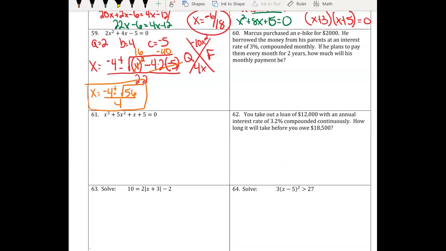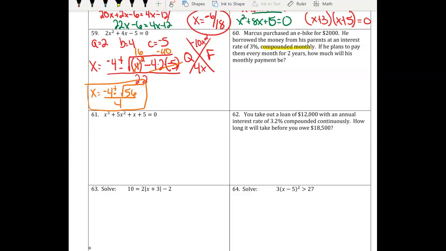All right, next one. Marcus purchased an e-bike for $2,000. He borrowed the money from his parents at an interest rate of 3% compounded monthly. Oh, that's that crazy formula. If he plans to pay them every month for 2 years, how much will his monthly payment be? So this is the big formula.